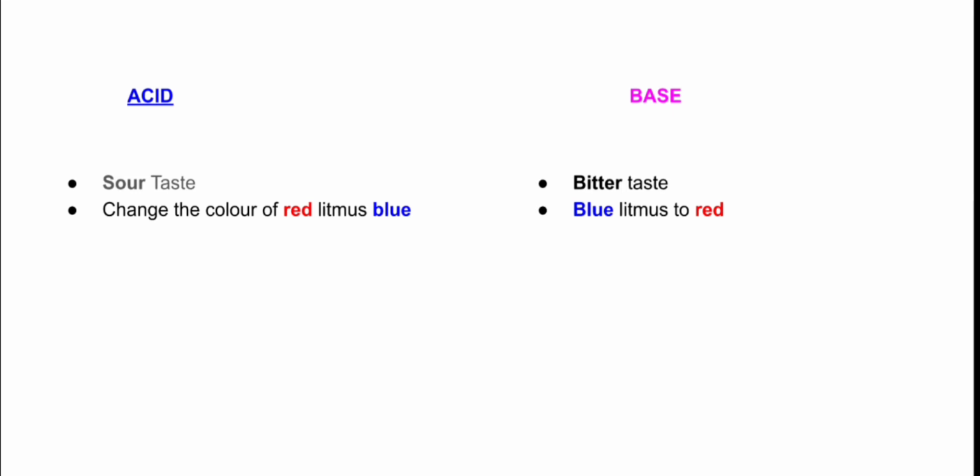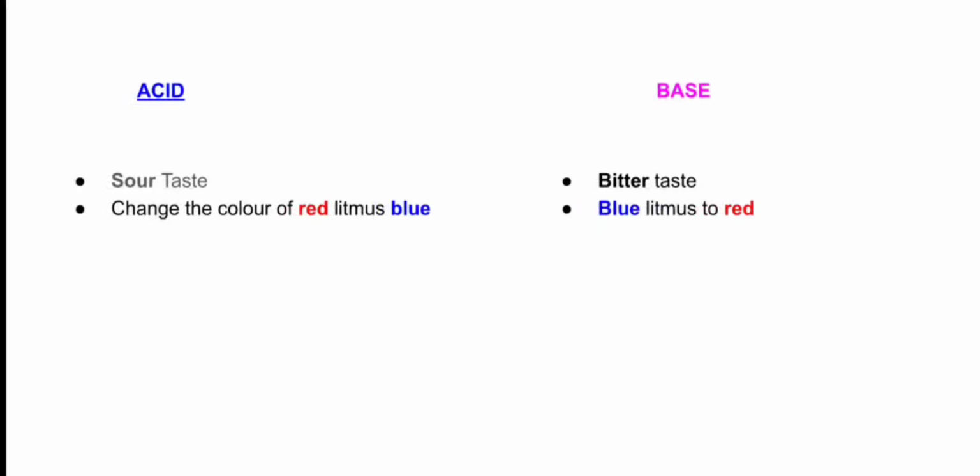Let's rewind it again. Acids are sour in taste. They can change the color of blue litmus paper to red. Similarly, bases are bitter in taste and they change the color of red litmus to blue. So this is the basic fact about acids and bases. In this chapter, we will study the reactions of acids and bases and a little bit more. Okay, get ready.